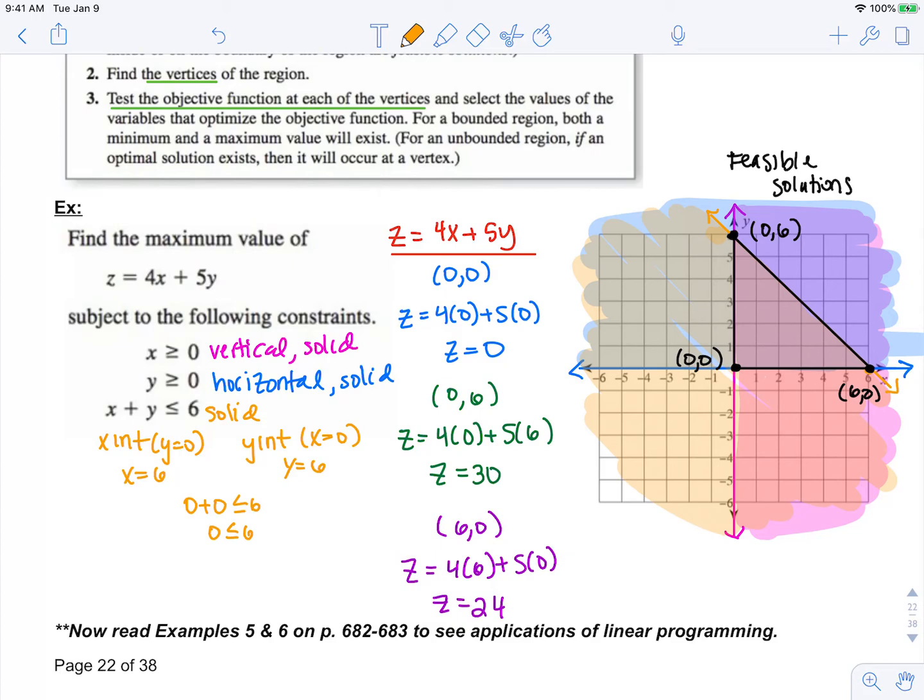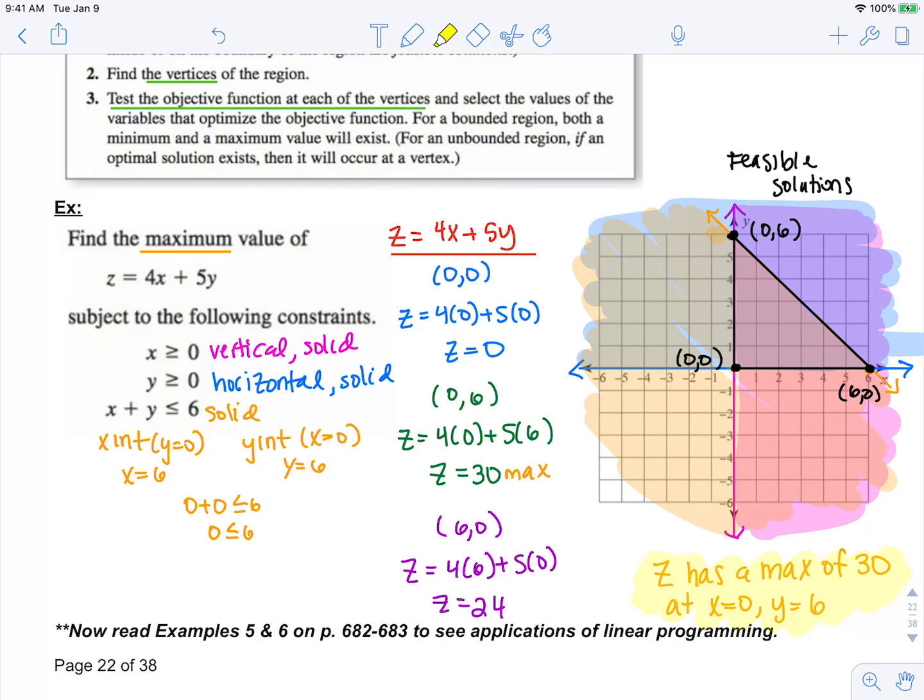So out of these 3 z values, we're looking for the maximum, and my maximum value here is at z equals 30. So therefore, z has a maximum of 30 at x equals 0, y equals 6. And so that is how we maximize an objective function using linear constraints.